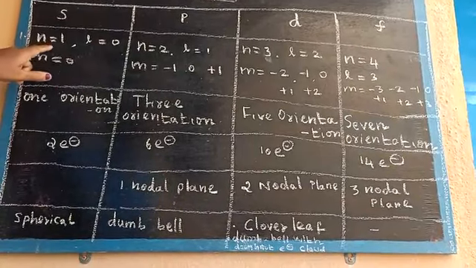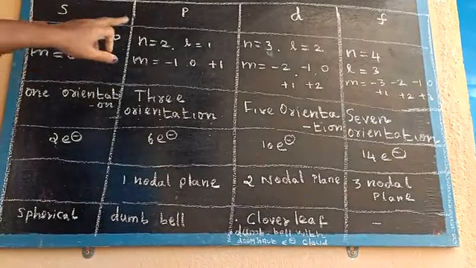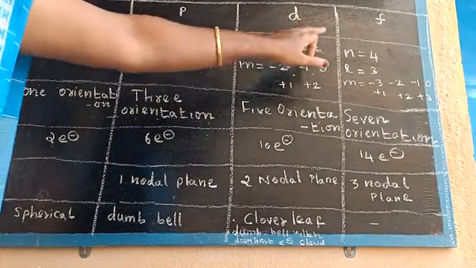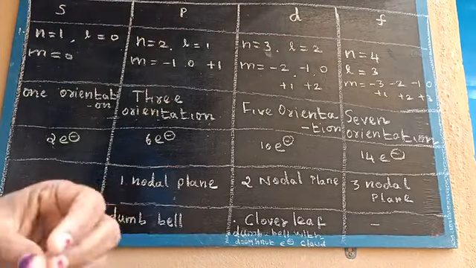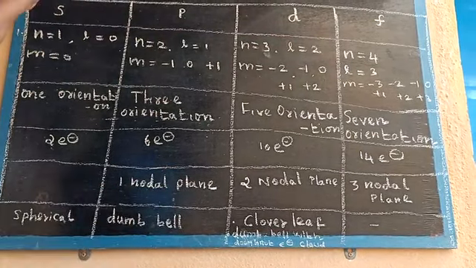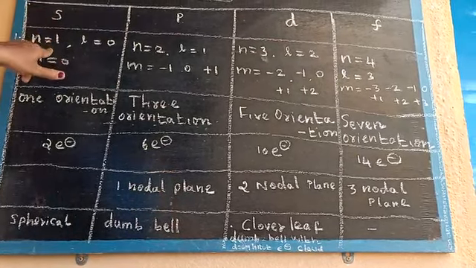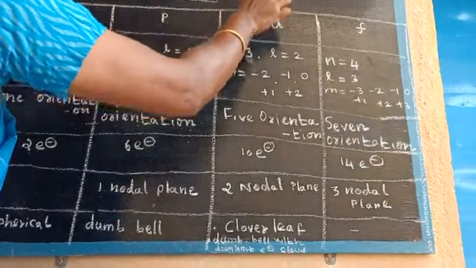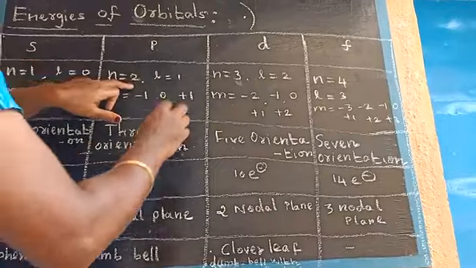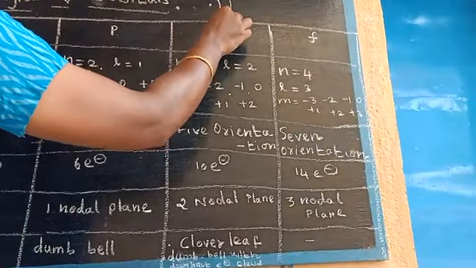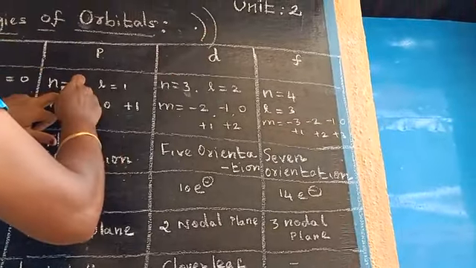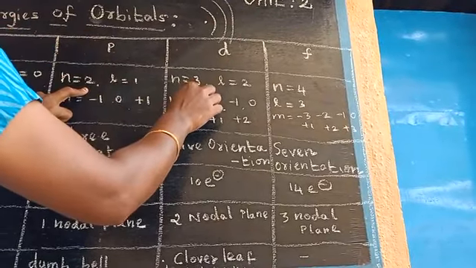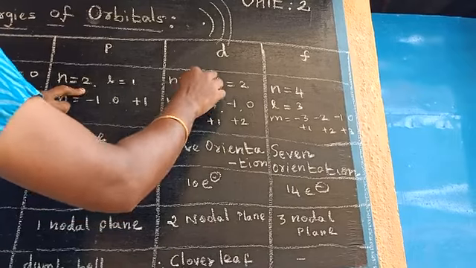Now here n value is equal to 1. Here n value is equal to 2. Here n value is equal to 3. Here n value is equal to 4. The s orbital started from the first shell. Nucleus, first shell, s orbital started. N is equal to 2, so p orbital is starting from the second shell. And the third one is starting from the third shell.